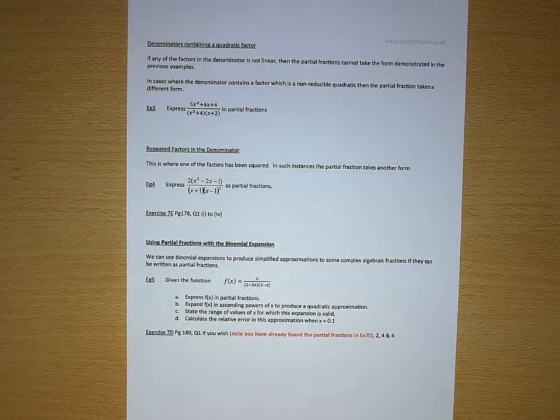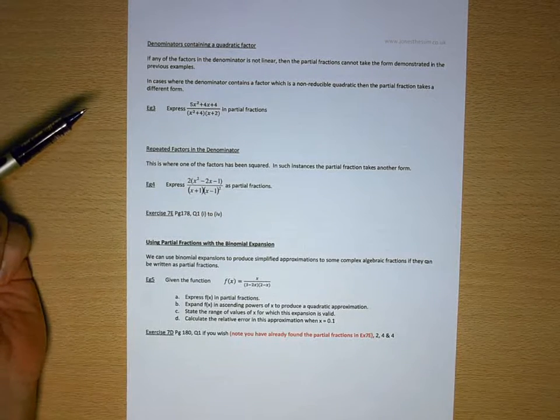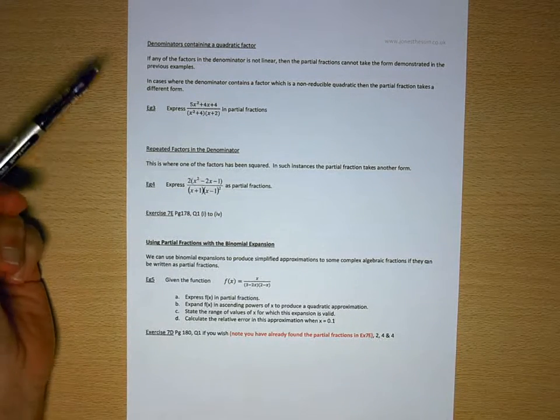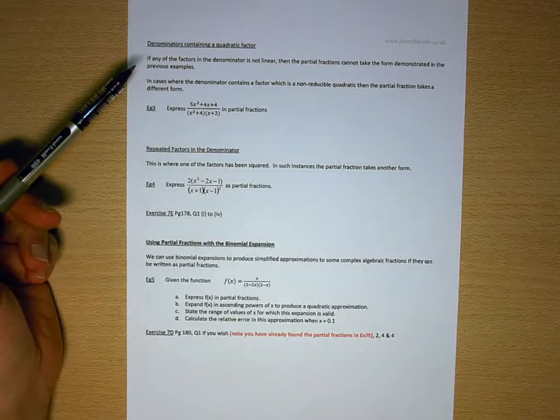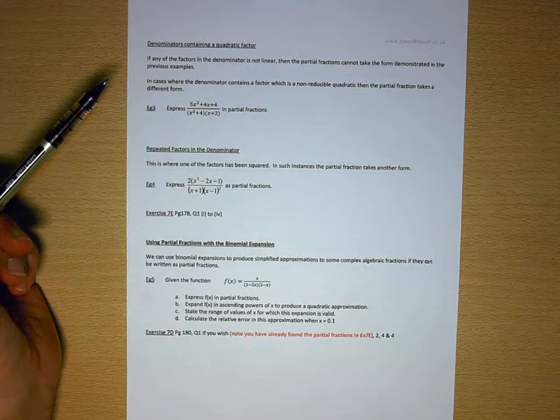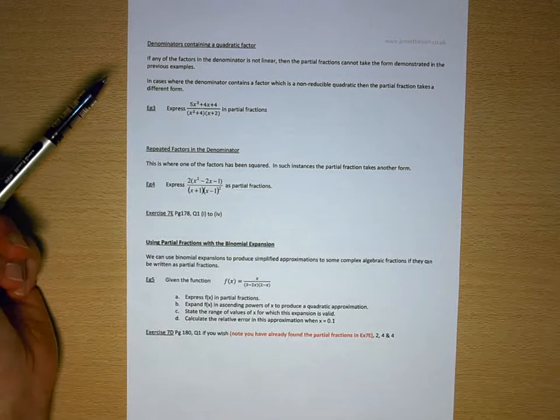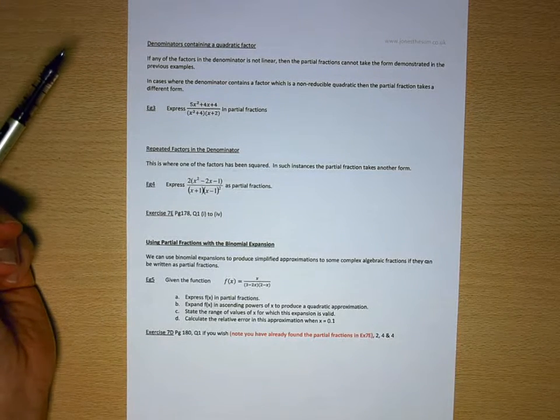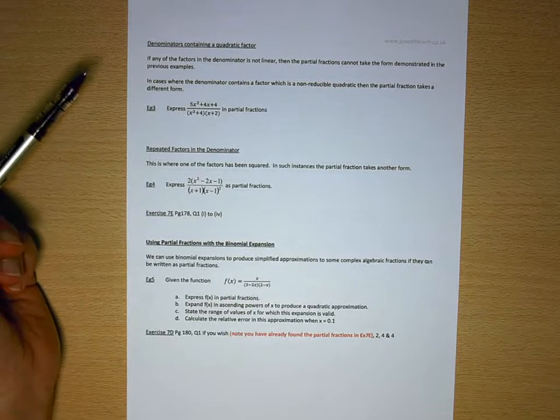Right, we're going to move on now to look at the different starting points that we need to be able to recognise and set up when working with partial fractions. So if we come across denominators where any of the factors are not linear or can't be broken down into linear factors by further factorisation, then the previous starting point won't work.